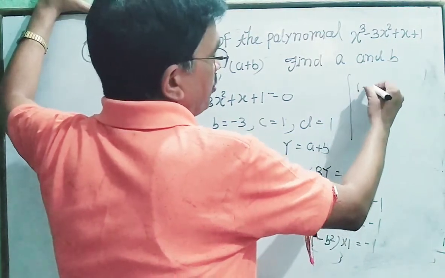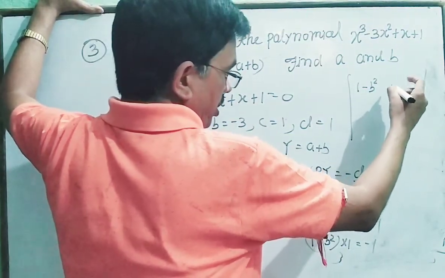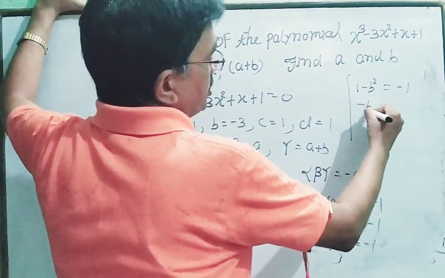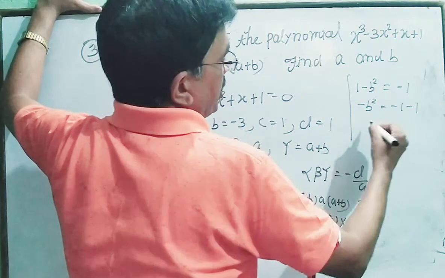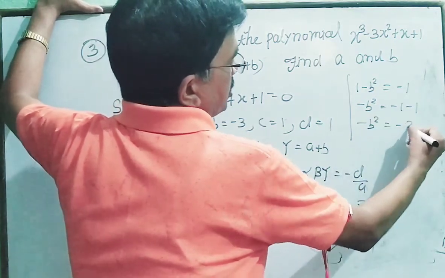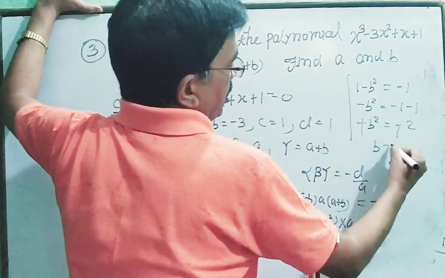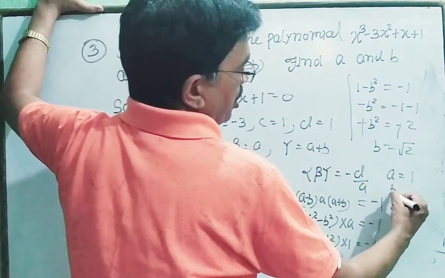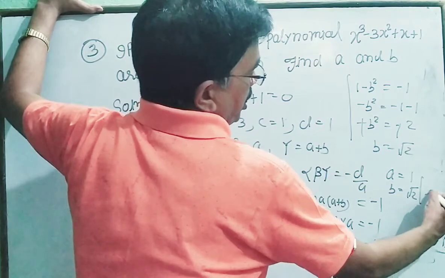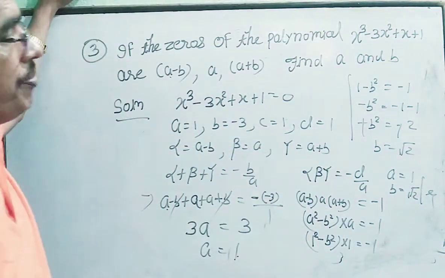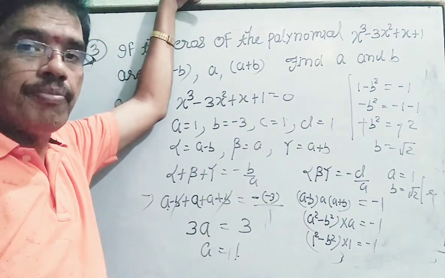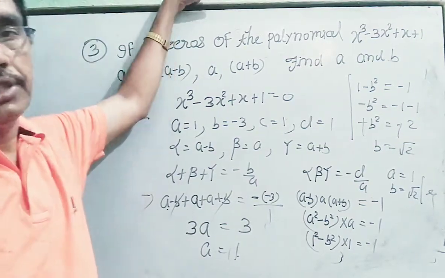So what do you get here? You get 1 minus b square is equal to minus 1. Then minus b square is equal to minus 1 minus 1. Then minus b square is equal to minus 2. Can you see? Then b is equal to under root 2. So a is equal to 1 and b is equal to root 2. It is your solution. With the help of the relationship between the coefficients and the zeros, you can find a, b, c, anything.